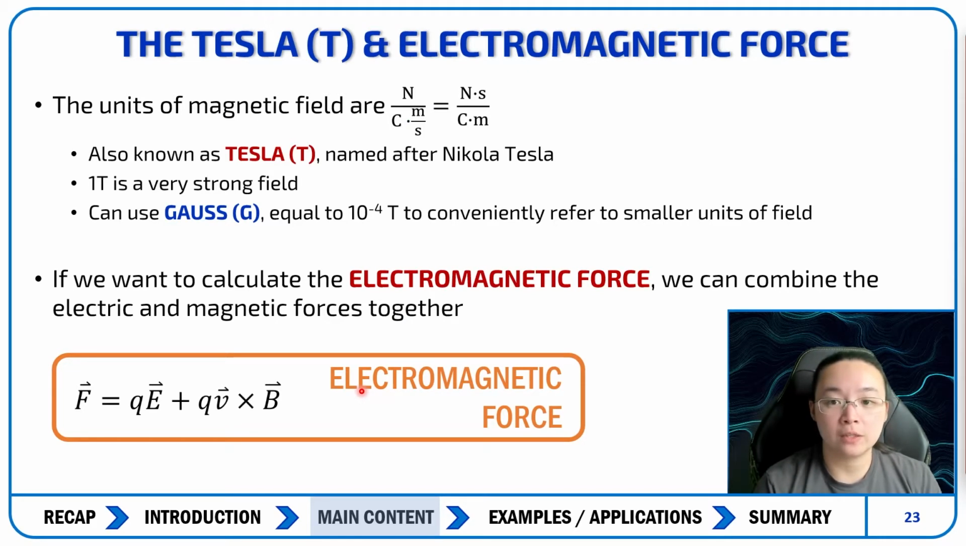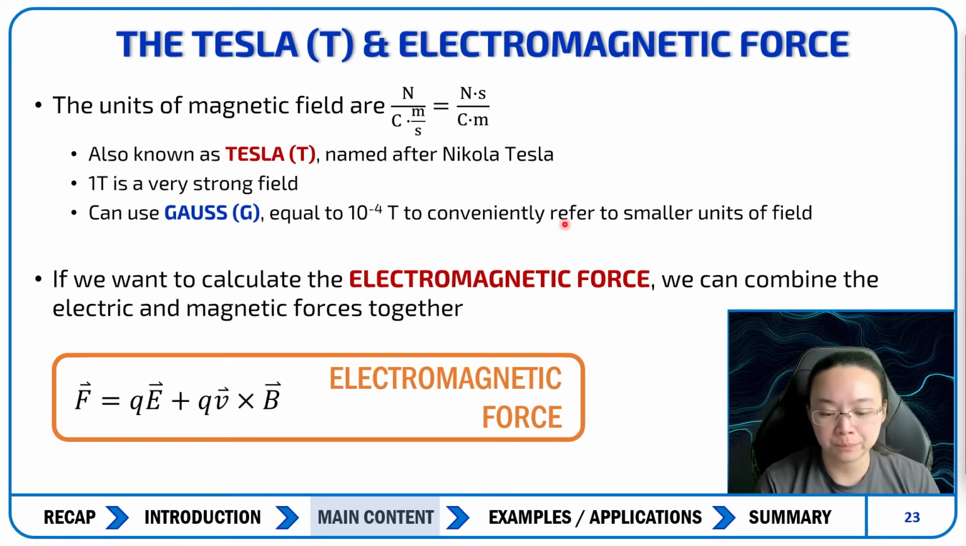Next, we're going to take a look at the units of electromagnetic force and what the EM force is. The units of a magnetic field are Newton seconds per coulomb meter. We can just call that a Tesla, named after Nikola Tesla. 1 Tesla is a very, very strong field. We can use Gauss, G, which is equal to 10 to the negative 4 Teslas, to conveniently refer to smaller units of field.